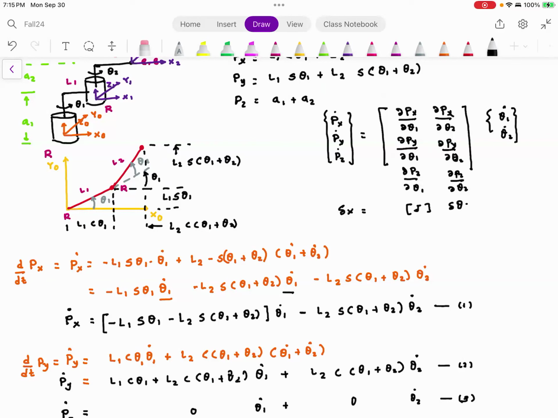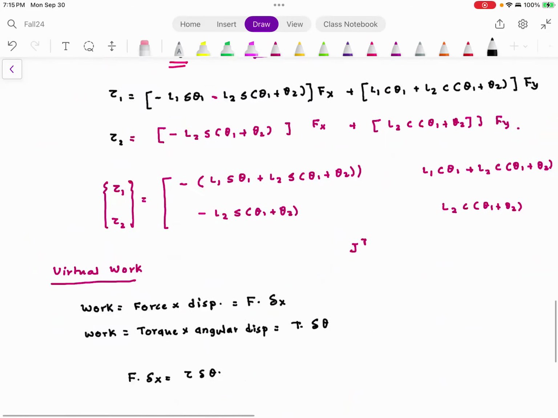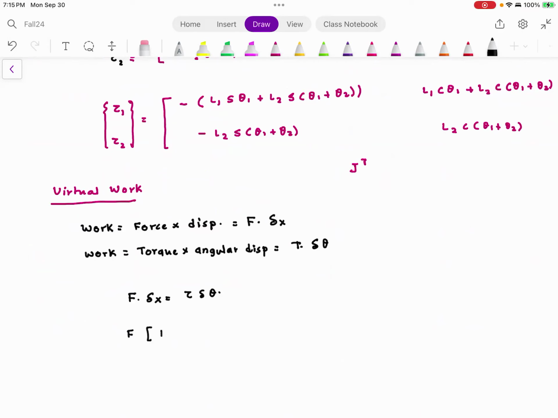So I have this relationship: delta x is equal to Jacobian times delta theta. I would use this relationship and put it over here. F delta x is equal to F Jacobian times delta theta is equal to tau delta theta. Now, Jacobian is a matrix. To make sure that this equation is correct, I need to have the transpose because it's a vector.